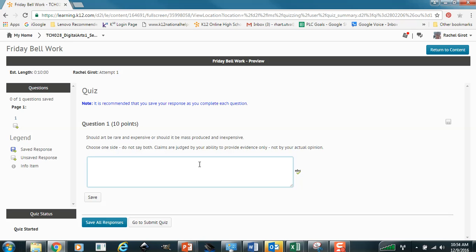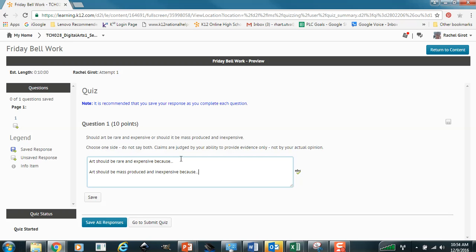So how will we start these? We're going to restate the prompt clearly, right? So there's two different positions you could state. You could either do art should be rare and expensive because, and you need to come up with a couple of reasons, right? Evidence, facts, not opinions. Or art should be mass produced and inexpensive because, okay? So you need to restate that prompt. That's how you would do it.